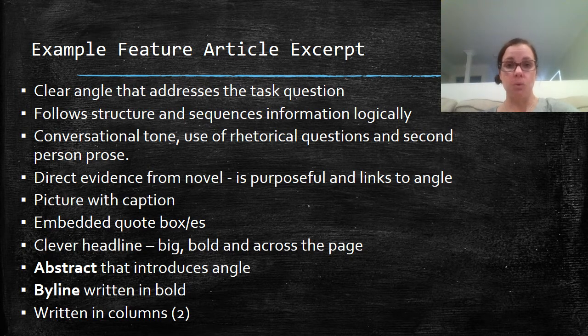You must have at least one picture with a caption that is formatted correctly, an embedded quote box or boxes, a clever headline that is big, bold and across the page, an abstract that is bold and introduces the angle, also written across the page, a byline written in bold, which is your name, and the rest of the article is formatted into 2 columns.